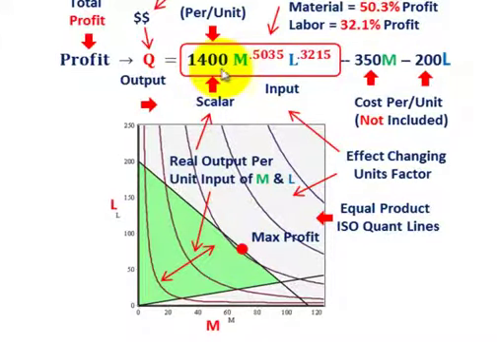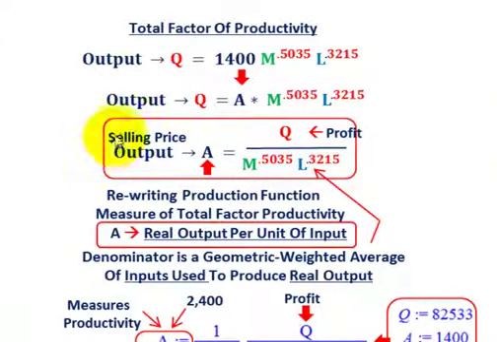And really what we're looking at, this units parameter, is going to be the real output per unit of input, material and labor. That's what we'll be looking at. And we're going to be looking at the effect of changing our units here. Okay, so we'll go on here.